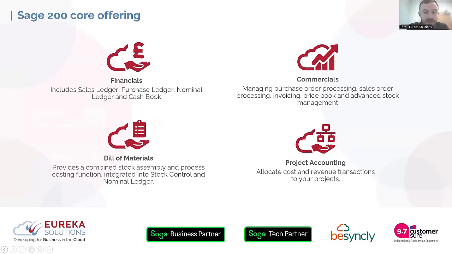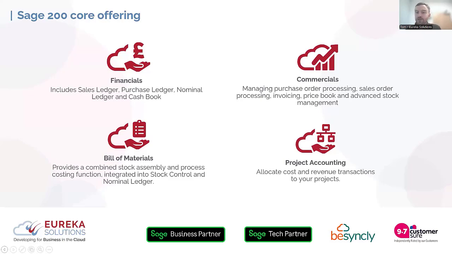So the financials. All Sage products are basically sound accounting software, and that's no different with Sage 200. You've got your financials modules, which the whole system is really based around: your sales ledger, purchase ledger, your nominal ledger, or GL, which some people may call it, and the cash book. Everything that you do in Sage 200 will revert back to these core financials modules, because at its heart, it is a financial management system.